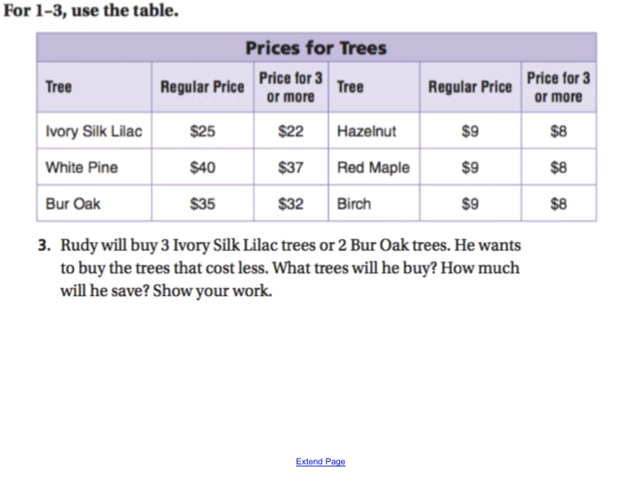I have to figure out how much 2 bur oak trees are. And whichever one is the cheapest, the lowest amount of money, obviously that's the one that Rudy is going to buy. So I need to do the work first, okay, and figure out what tree he's going to buy, either the ivory silk lilac or the bur oak. Then I need to find out how much he will save. And we'll get to that question after we do the work.